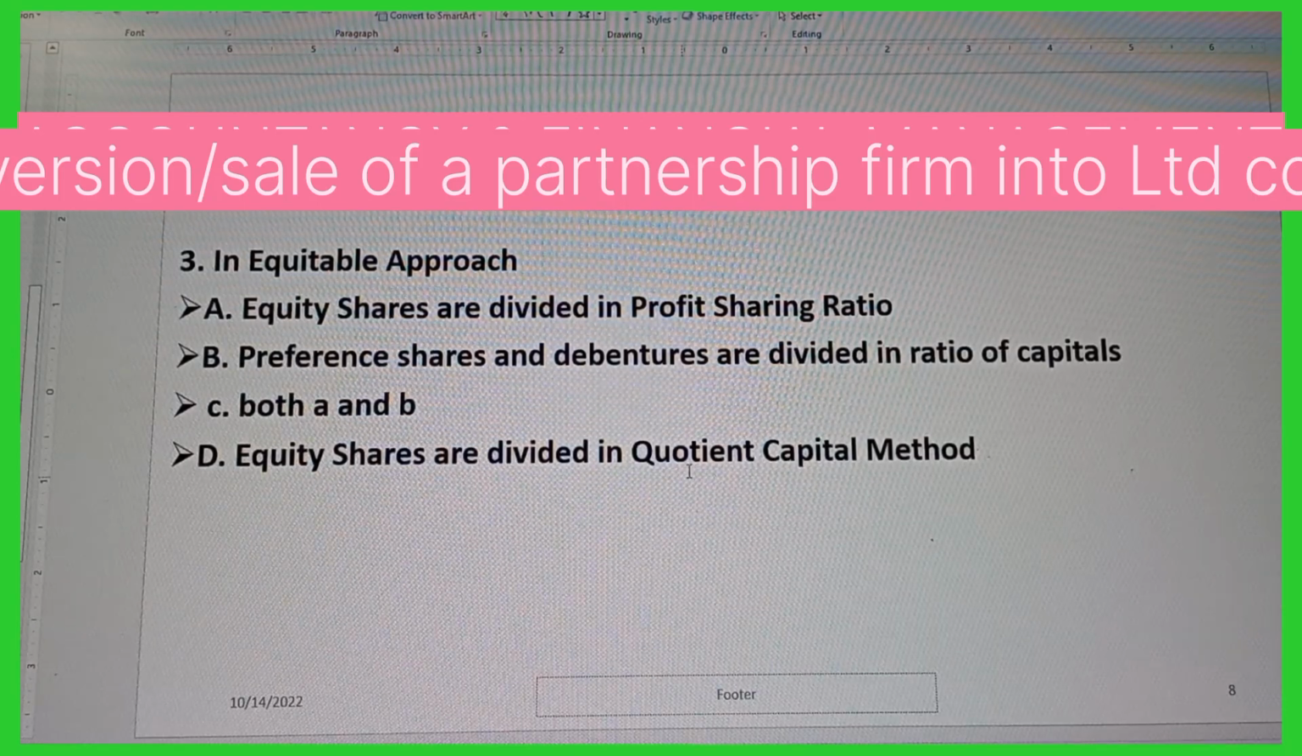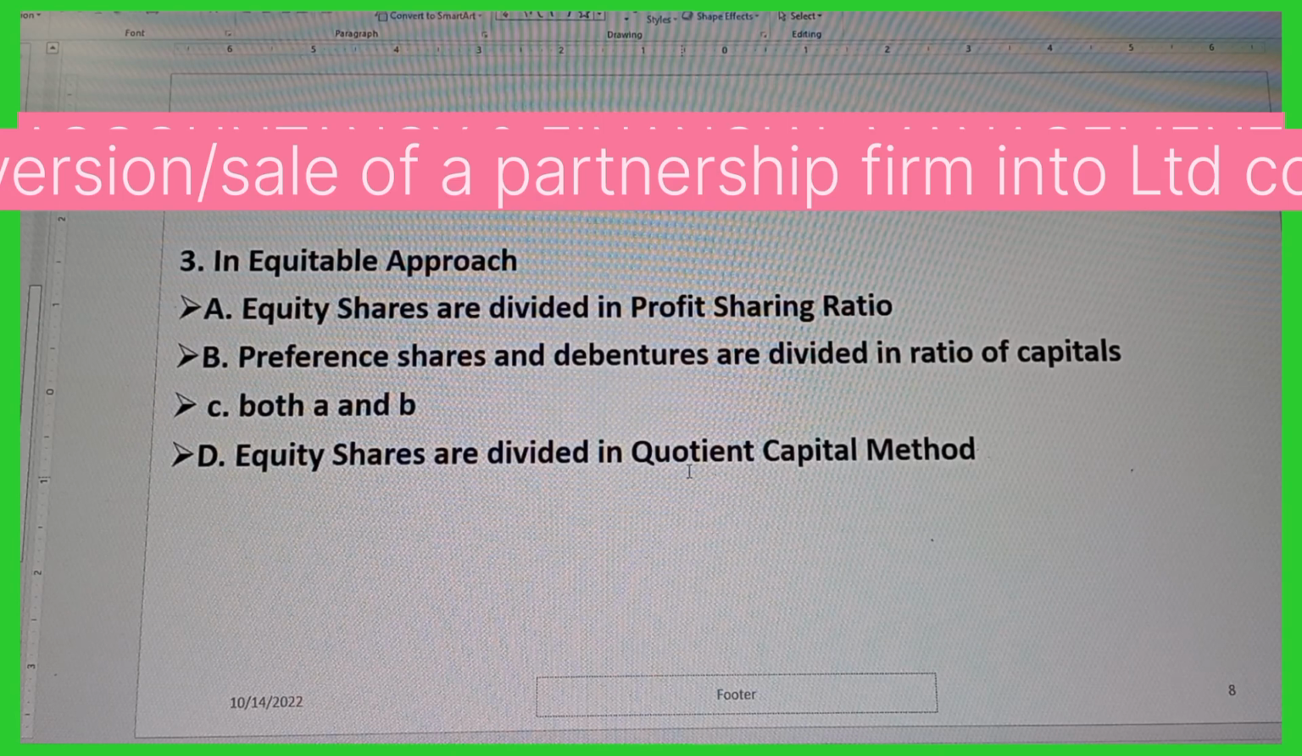Next one, in equitable approach, first equity shares are divided in profit sharing ratio, preference shares and debentures are divided in the ratio of capital, both A and B. So the answer is A and B. In equitable approach means what? Whenever equity shares are given to the firm, that is always divided in profit sharing ratio, and preference shares and debentures are always divided in the capital ratio, and that is known as equitable approach. This is very important. This can be asked for short notes.